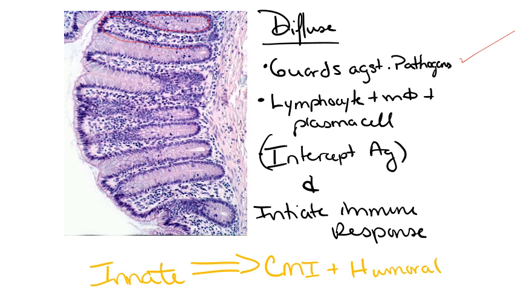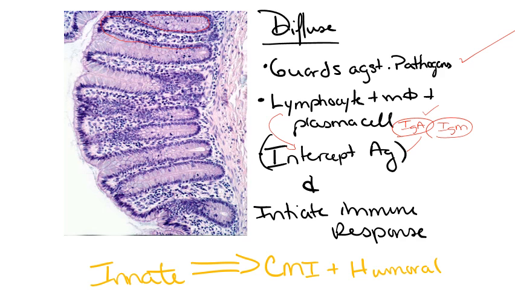So it guards against pathogens, number 1. Great. Lymphocytes, macrophages, and plasma cells are all there, secreting antibodies. More specifically, we're going to have our IgA and our IgM, just FYI. These are going to intercept antigens. So our antibodies are going to intercept antigens, and our lymphocytes are going to intercept antigens.